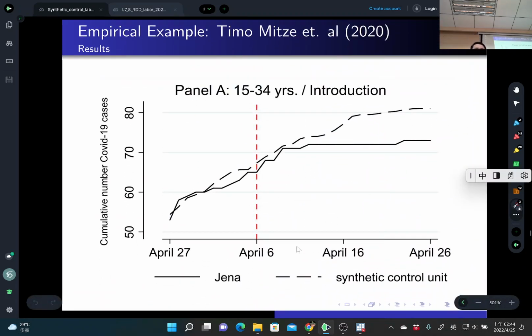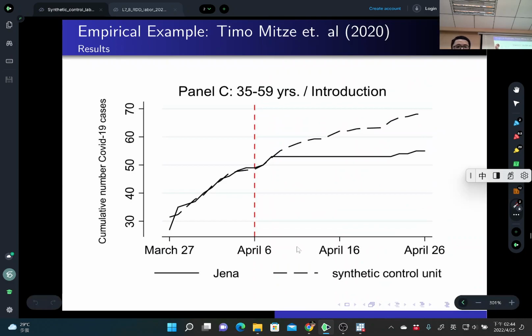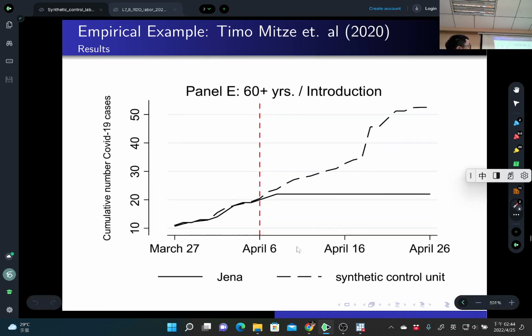Okay, and they also do some subgroup analysis by age group, like 15 to 34, 35 to 59, and above 60. And they find the result is much bigger for those who are above 60 years old. The reduction is very big. So it saves a lot of old people.